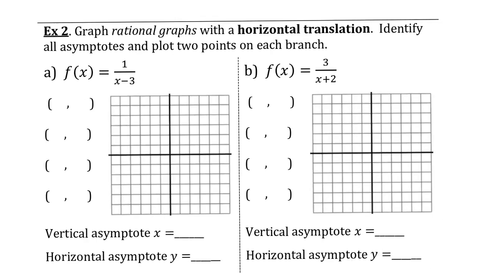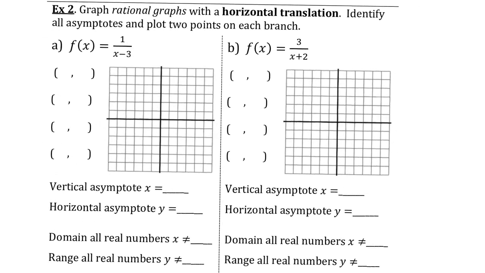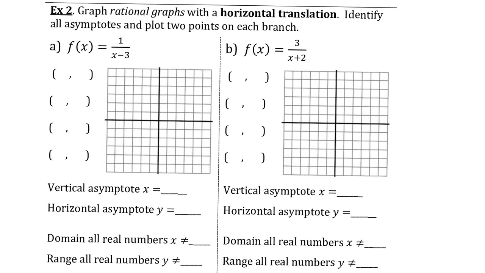Okay, let's do the same with some rational graphs that have a horizontal translation. The way I do them every time though is going to be the same. So I'm going to go ahead and look in the denominator. I want to see what makes the bottom 0. For my domain, I know x minus 3 can't be 0, so x can't be 3. It can't be 3 because there's a vertical asymptote at 3. So my vertical asymptote is x equals 3.